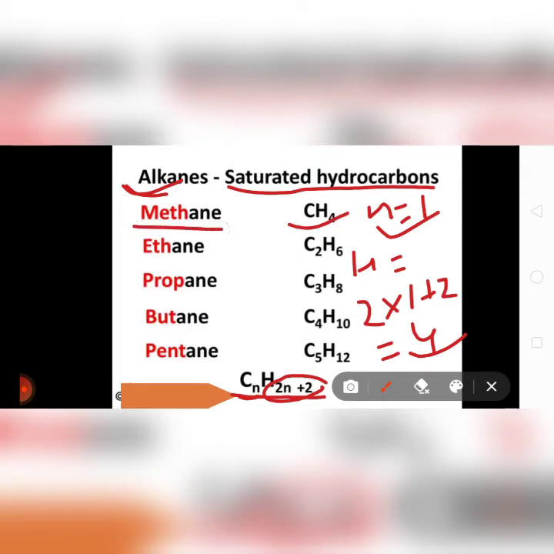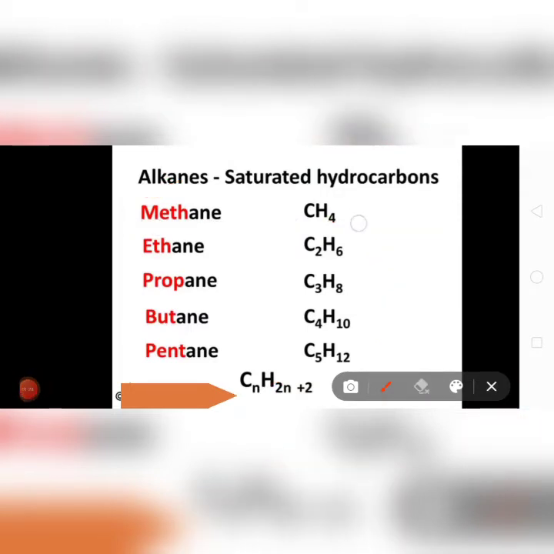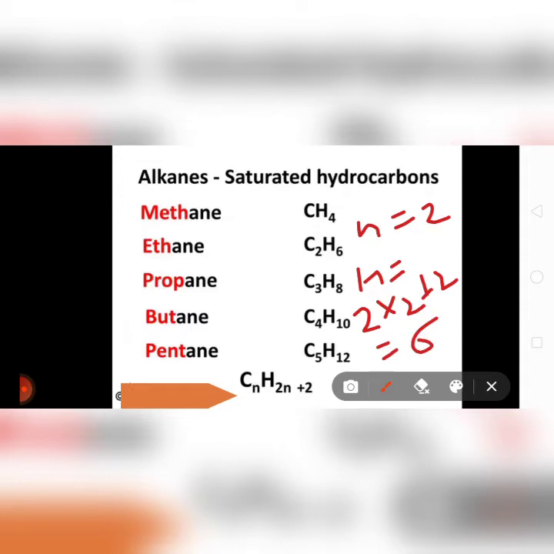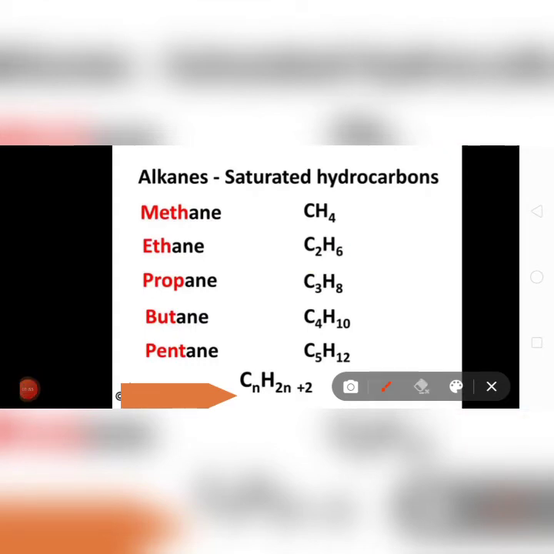Similarly, if we consider the value of n equal to 2, the number of hydrogens will be 2 multiplied by 2 plus 2, which equals 6. So in that case our formula will be C2H6, which is ethane. Okay, the formula of ethane is C2H6. In the same way, we have propane in which the value of n is 3, butane in which the value of n is 4, pentane, and so on.